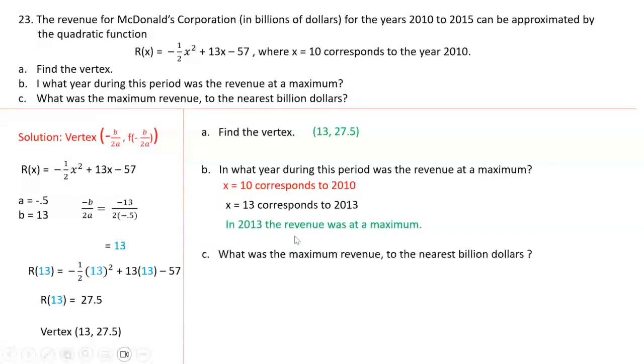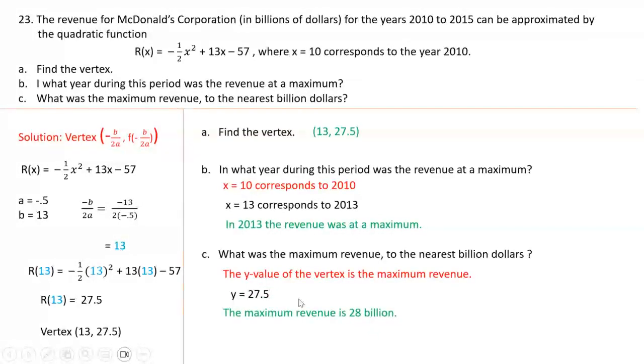Now for part C, it says what was the maximum revenue to the nearest $1 billion? So the y part of the vertex will be the maximum point. Rounding 27.5 to the nearest $1 billion rounds up to 28. So the maximum revenue will be 28 billion.